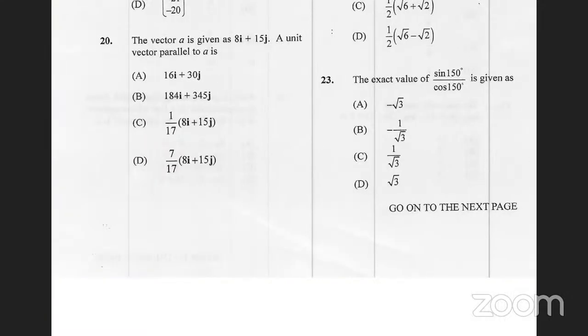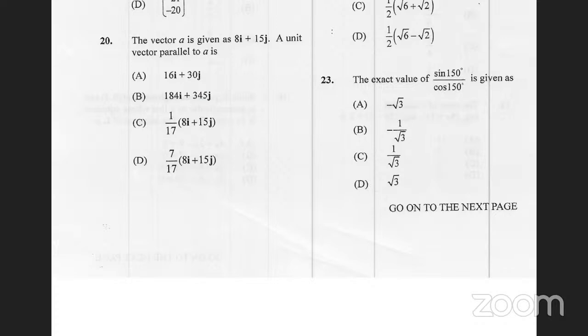Next one, 20. A vector A is given by that, find a unit vector parallel to A. I remember this one was a little troublesome. It has to be a unit vector. So you have to make sure you end up with a unit vector, right? And then parallel simply means it's a multiple of this. Of course the answer has to be one of these, right? Can't be this, right? So you have to make sure it's a unit vector first.